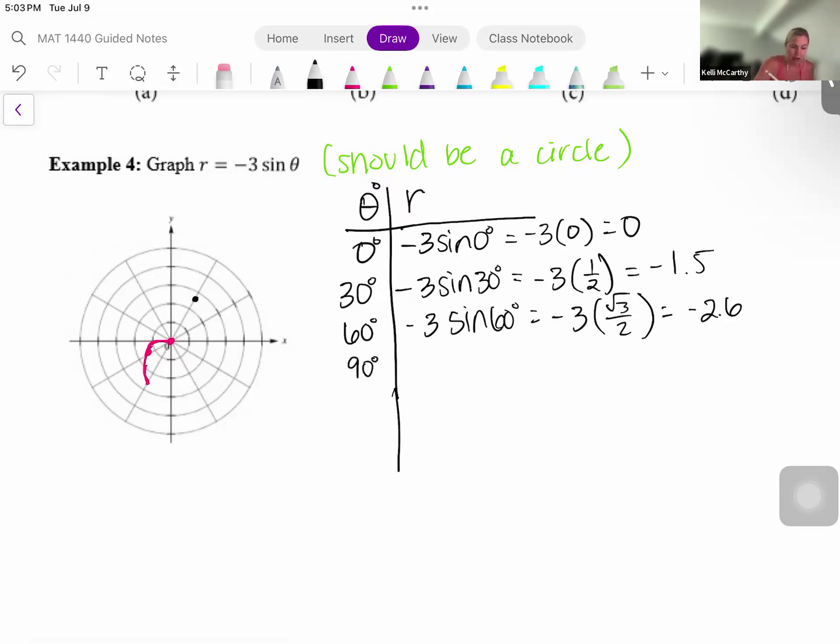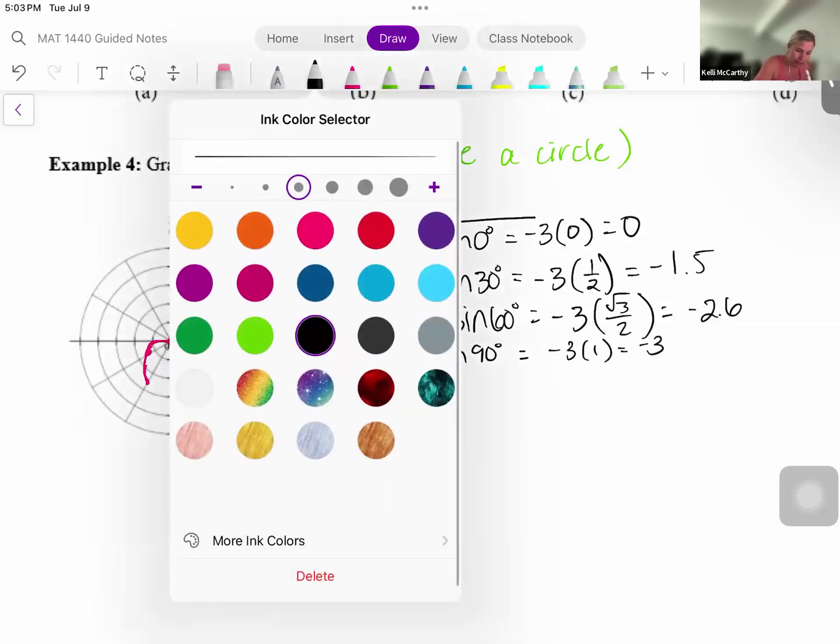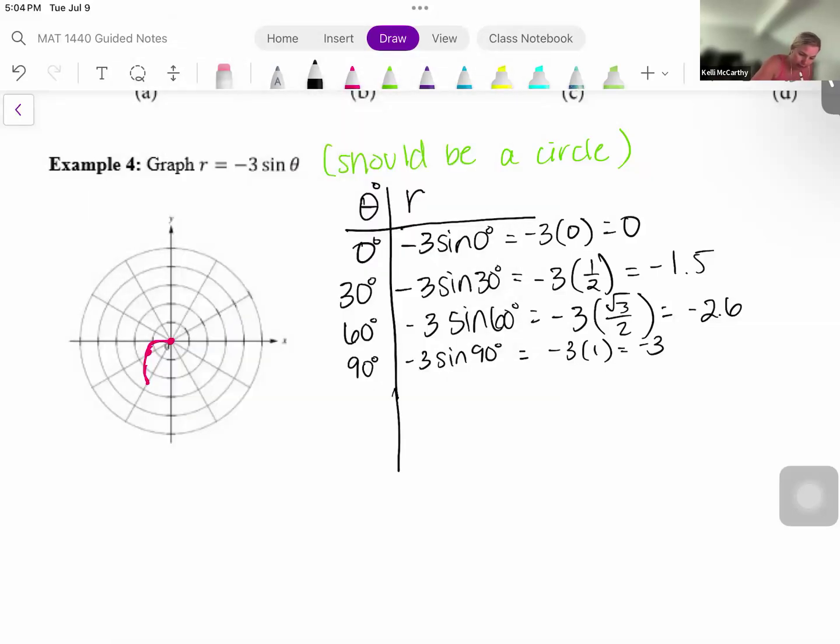Go to my next angle of 90 degrees. -3 sine of 90 degrees is -3 times 1, or -3. So I start at 90 degrees and a radius of 3, and then I'm going to reflect that, connecting that point. And I'm going to continue on this process.